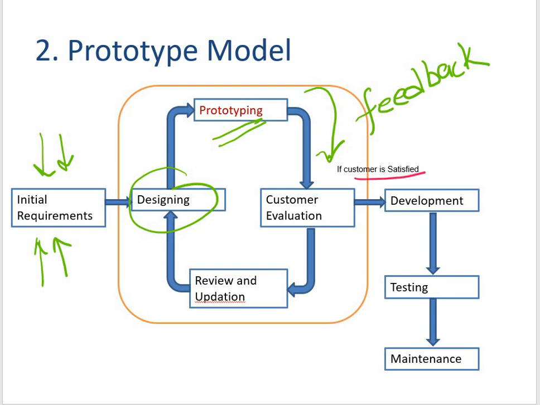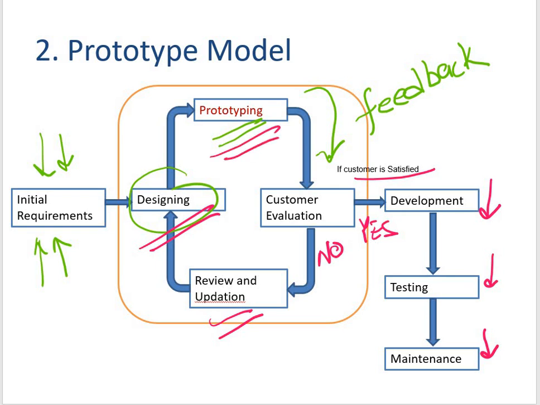And once the customer is satisfied, I go ahead with the actual development, then testing and the maintenance. Or suppose the client says no, the client is not happy with this prototype. In that case, I'll go ahead with the review and updation part. Once again, I'll bring some minor or major changes to the design, and to the prototype. Once again, I'll seek the feedback. If this time the customer is happy, let's go for the development, testing and maintenance, or else once again enter into this loop. So that's how it works.